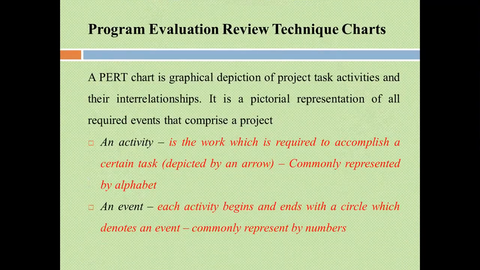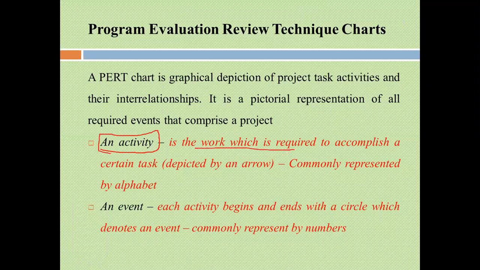Now, when you talk about program evaluation review techniques, the PERT charts, they have two major things. There is what we call the activity. Activity is that work that you need to do in order to accomplish your project. Usually we represent them with a straight line, and we give them capital letters. If, for example, A was an activity that was going to take 3, we shall draw a straight line and write there A equals 3.